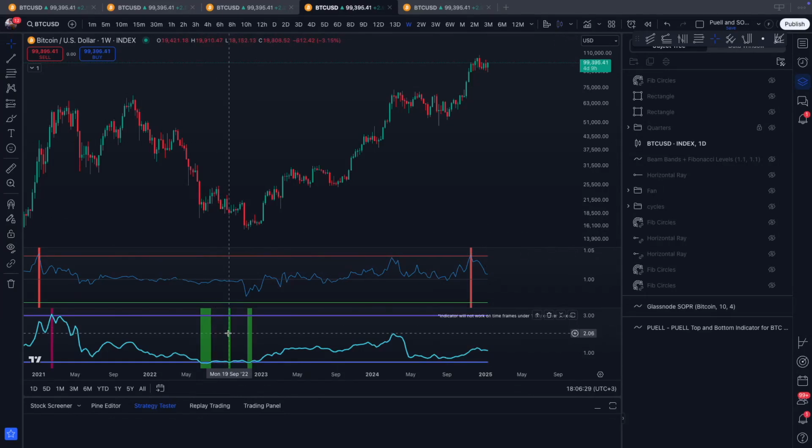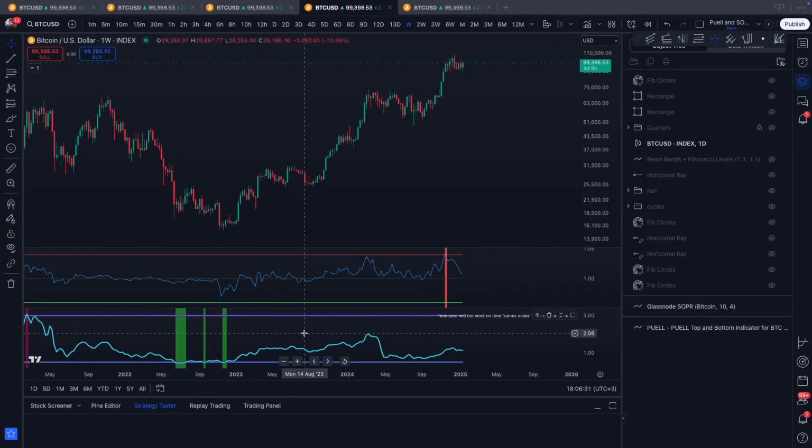So it has been working, but what I would say is maybe use this point as a reference, which is 2.0, around 2. So if the next top gets to around here, 2, and this SOPR is causing a divergence as well, maybe it's a really good time to take profits. So this is what I would say.